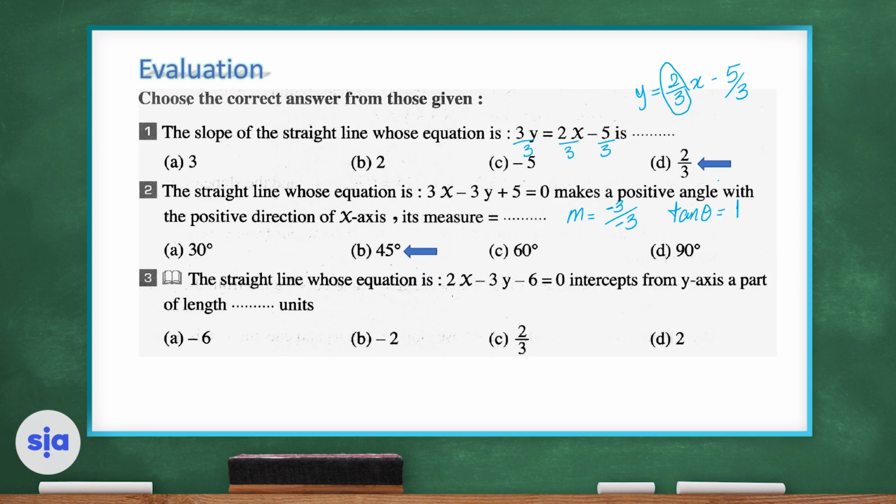In question 3, the question says, the straight line whose equation is 2x minus 3y minus 6 equals 0 intersects the y-axis at a part of length how many units? So the question here is asking us to find the y-intercept. To find the y-intercept, we replace x by 0 and find the value of y. So 2 times 0 minus 3y minus 6 equals 0. Then negative 3y equals 6. So y equals negative 2. So the y-intercept in this case is negative 2. Then the correct answer is choice B.